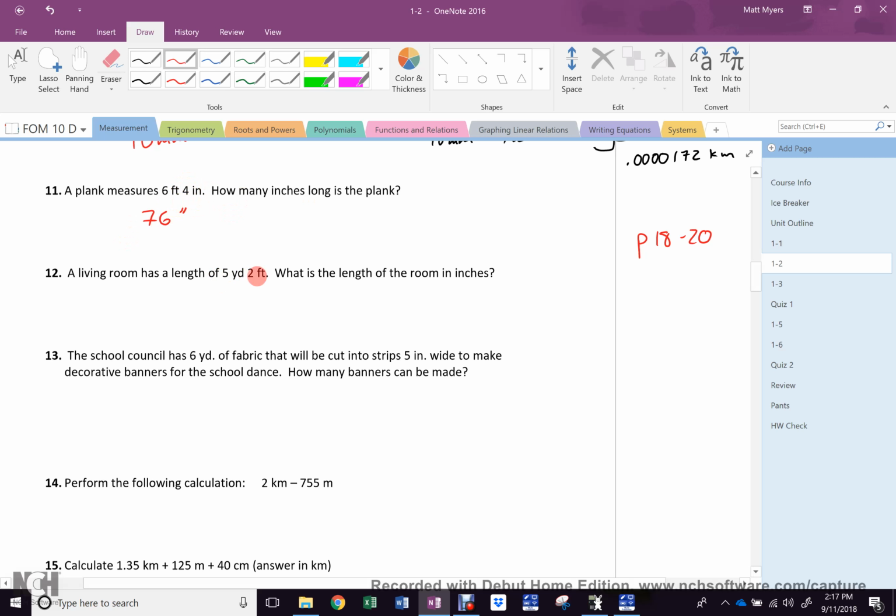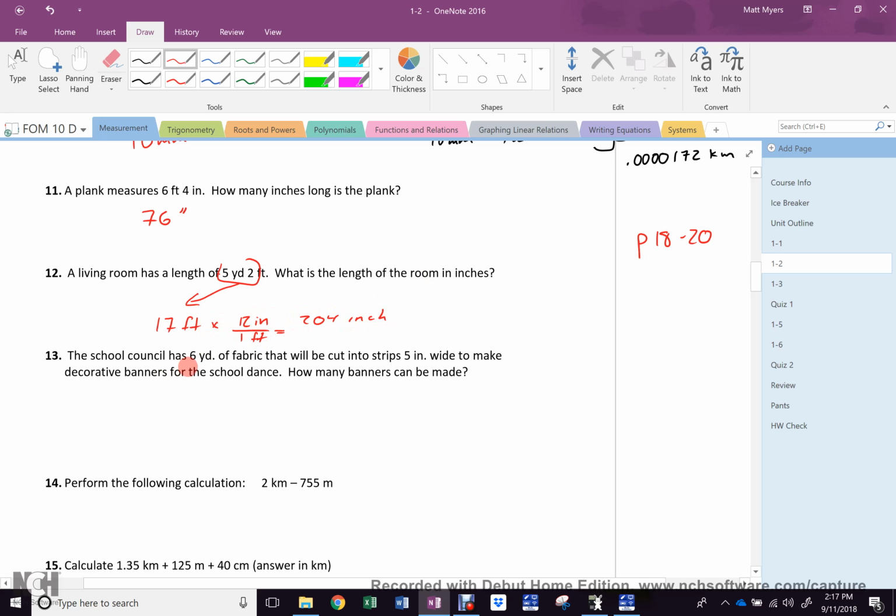You got to remember to add that 4 in. Okay? This is 17 feet. I want to know the length of the room in inches, so I'm multiplying by 12 inches over 1 foot. 17 times 12 is 204 inches.